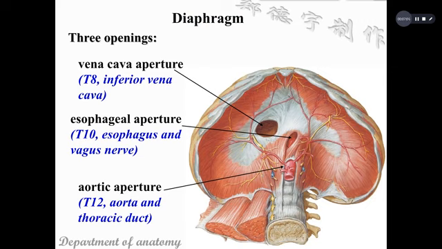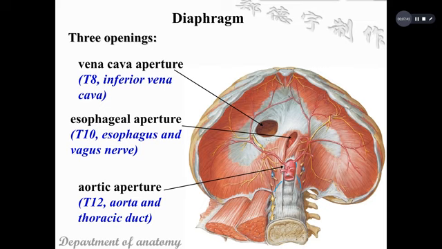And then on the diaphragm, there are three hiatuses or three openings. They permit important structures to pass through the diaphragm from the abdominal cavity to the thoracic cavity. One, between the two diaphragmatic crura, at about the level of T12, is named the aortic aperture, and the aorta and the thoracic duct pass through the first opening.